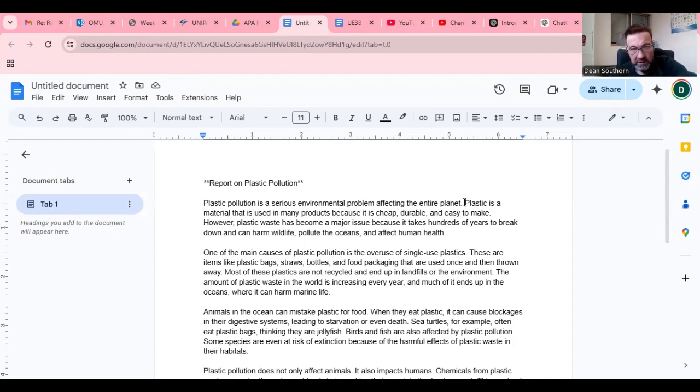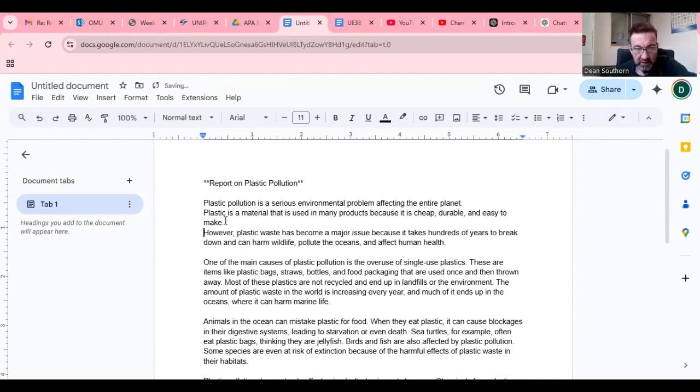Okay, so going back to the original point, you can see that paragraphs are used here. I have had students submit things that look like this.